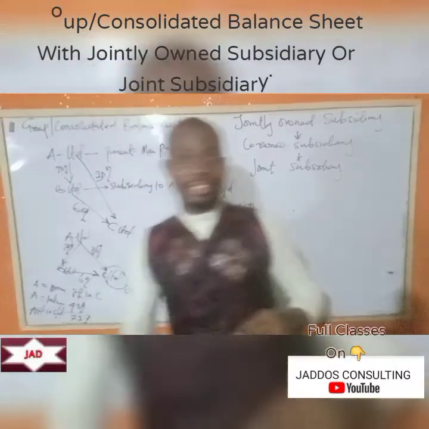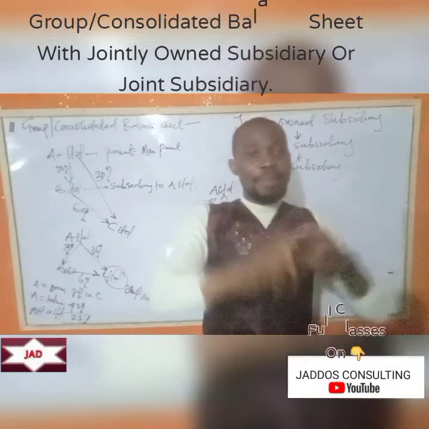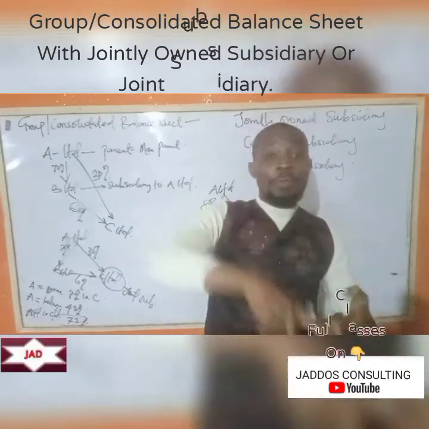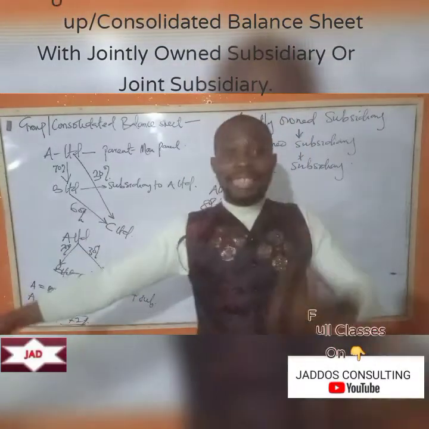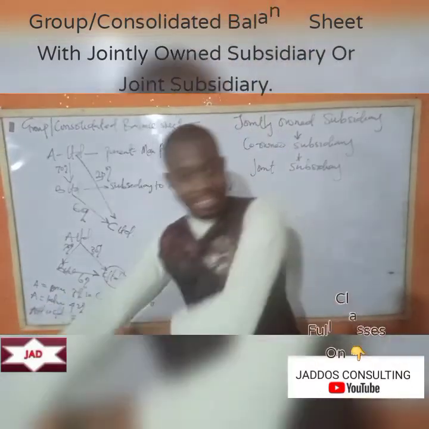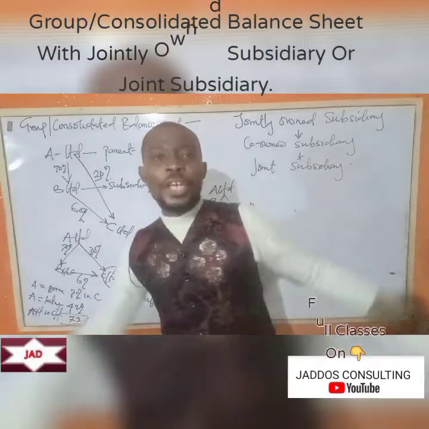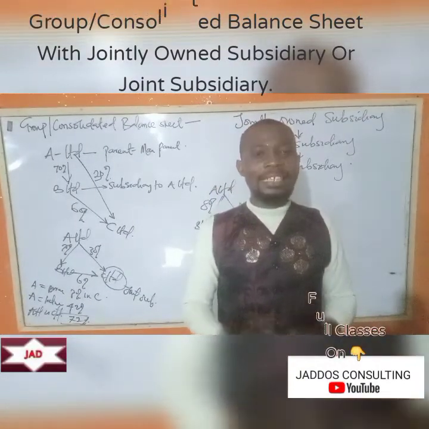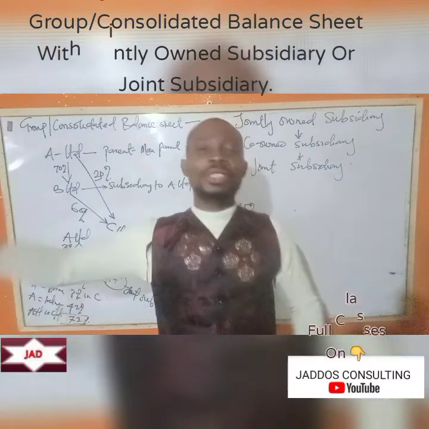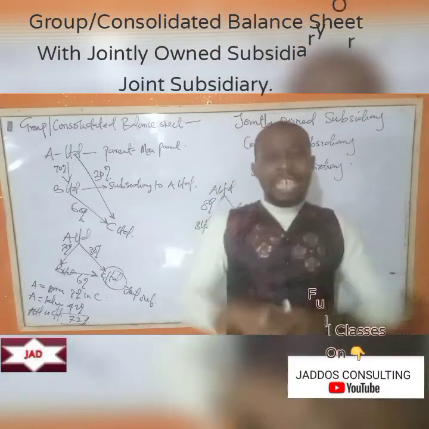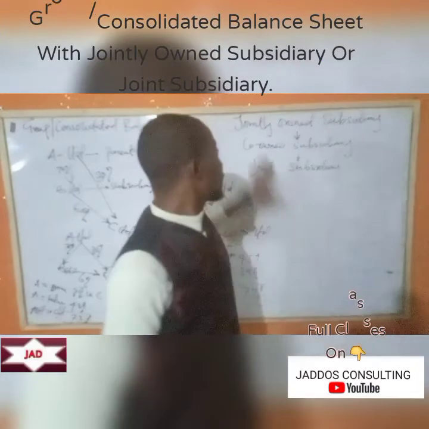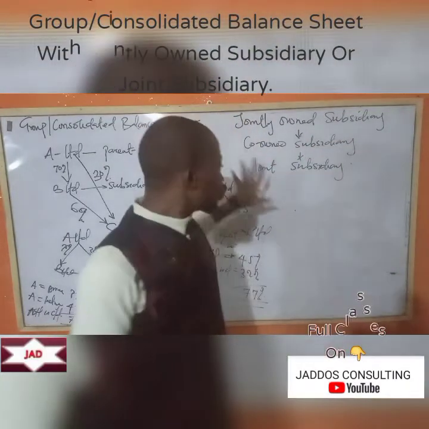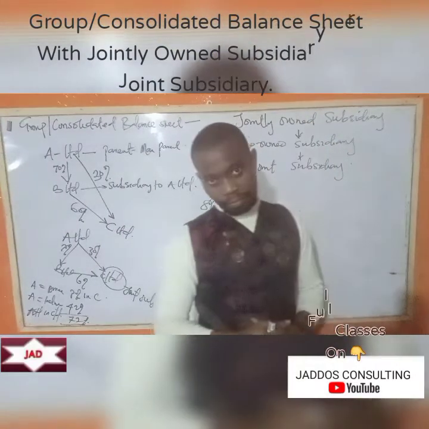I will explain again. What I'm saying is that you have a main company and its subsidiary. Now, the main company has shares in a third company that the subsidiary also has shares in. But when you now combine the ownership structure, you find that that third company will now become a subsidiary of the group. So that scenario will give birth to a jointly owned subsidiary, or co-owned subsidiary, or joint subsidiary.